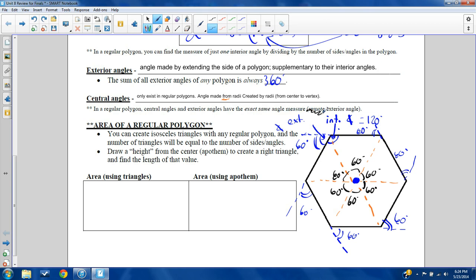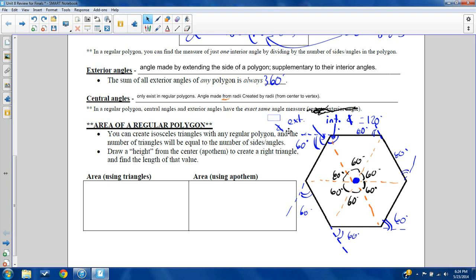Delete this remote exterior angle stuff. I wasn't talking about the right thing I wanted to. But yeah, they all have the same angle measure. If your central angle is 60, your exterior angle is 60, for the same reason, they all add to 360, and there are the same number of them. There are 6 exterior angles in a hexagon, like there are 6 central angles in there. So you'll always get the same angle measure for it. Okay. So that's some good stuff to know.